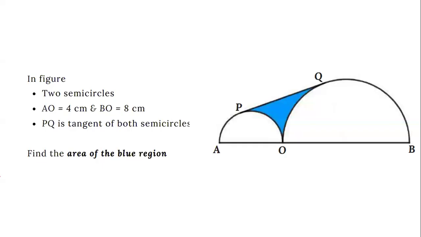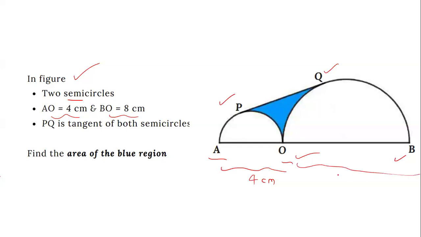So hello guys, in this video we are going to solve this problem. In this problem it is given that in the figure there are two semicircles: A, O and P is one semicircle, and O, B and Q is another semicircle. AO is equal to 4 centimeters, and BO is equal to 8 centimeters.